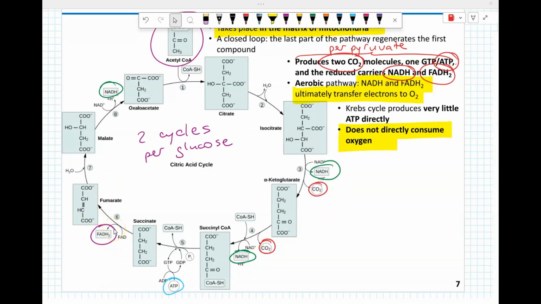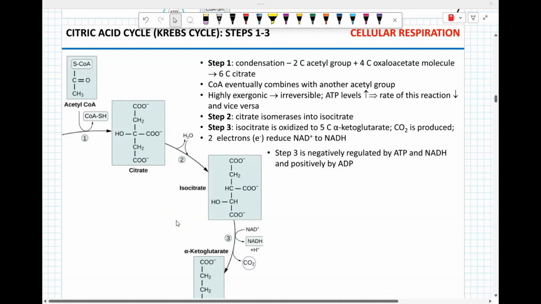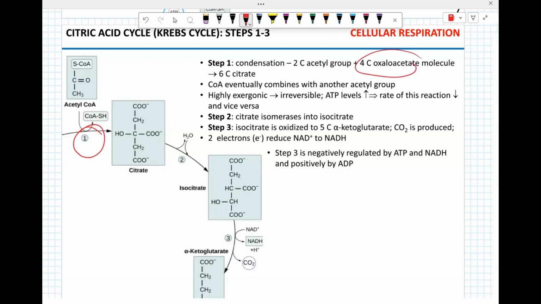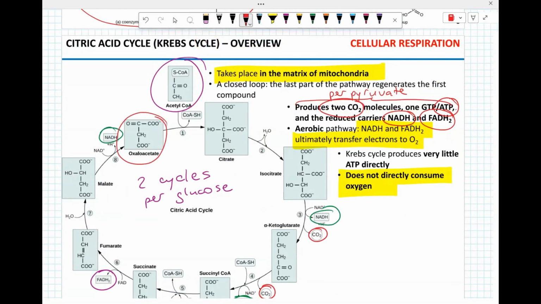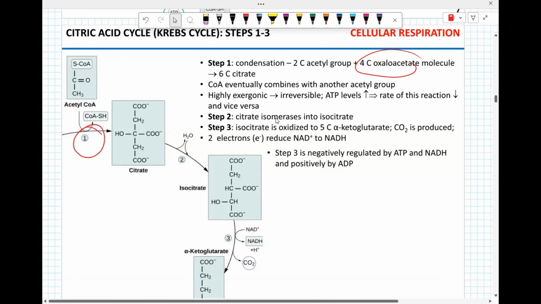Now let's take a look at what happens during each step of the Krebs cycle. In the very first step, the condensation step here, the molecule of acetyl-CoA interacts with a molecule of oxaloacetate, seen here. Now, acetyl-CoA has 2 carbons that are active, and oxaloacetate has 4. 2 carbons of acetyl-CoA and 4 carbons of oxaloacetate produce a 6-carbon citrate molecule, which undergoes isomerization, producing isocitrate in step 2.